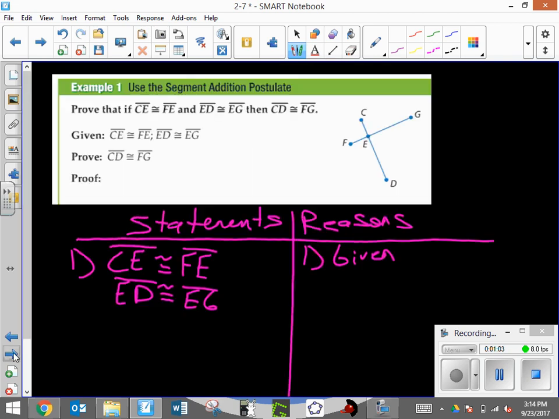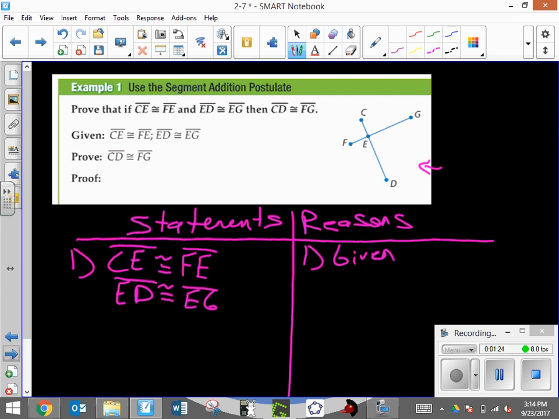So, an example. I've already started the table. I put down my 2 columns, statements and reasons, and I put what was given in there. CE is congruent to FE, and I know ED is congruent to EG. And they've got the picture right over here for us. That's what we're going off of.